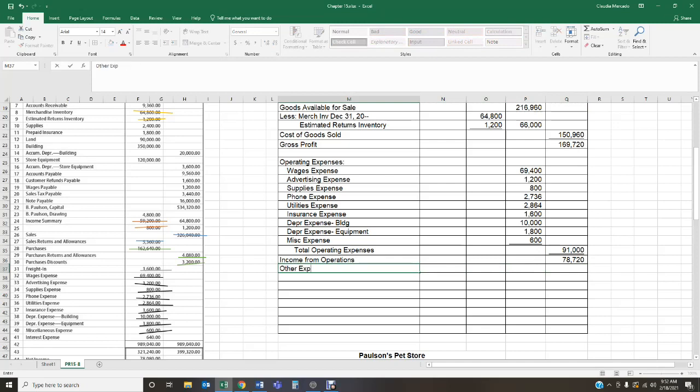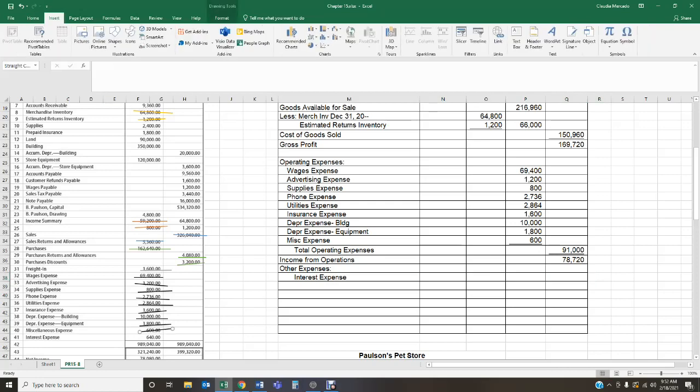Okay. Now after that, we have other expenses. These are other expenses not associated with my operations. For that, we have one item, which is my interest expense that is not tied to the operation of the business. My interest expense is $640.